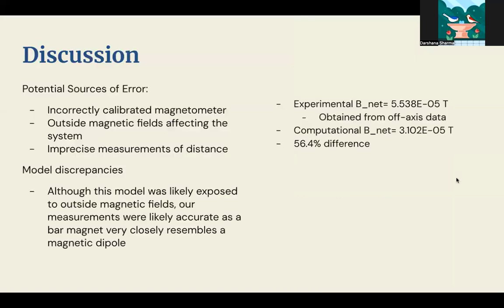Potential sources of error were an incorrectly calibrated magnetometer and outside magnetic fields affecting the system, as the tables we used have wires and stuff underneath which may have affected the system. Another thing is imprecise measurements of distance. As for model discrepancies, although the experiment was exposed to outside magnetic fields from the table and other groups' bar magnets, our measurements were likely accurate as we treated the bar magnet as a magnetic dipole.